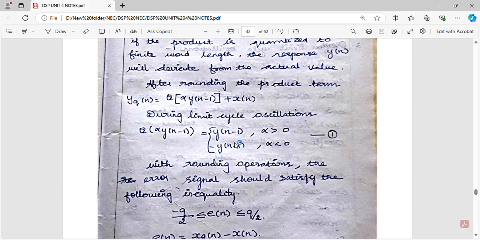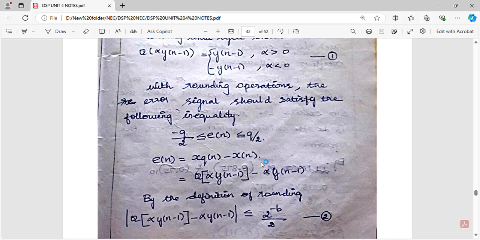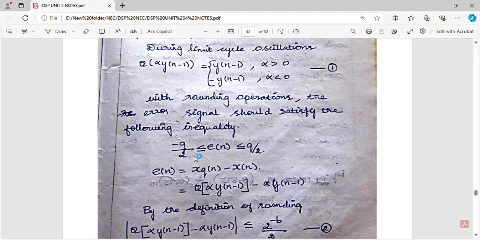Therefore y of n minus 1 is for alpha greater than 0, and it is a negative value, that is minus y of n minus 1 for alpha less than 0. And with the rounding operation, as you already know, the error signal must satisfy the inequality that it lies between minus q by 2 and plus q by 2, and e of n is equal to the quantized signal minus the original signal, that is xq of n, which is the quantized signal, minus x of n, the original signal.